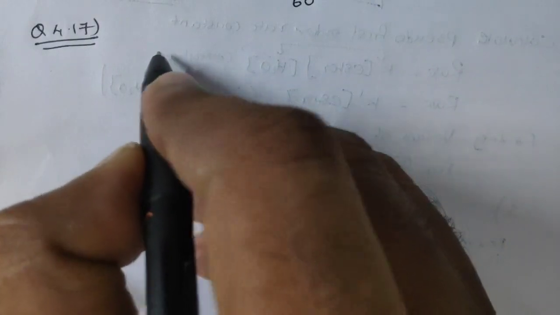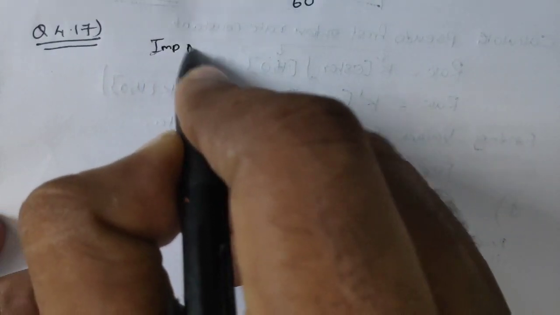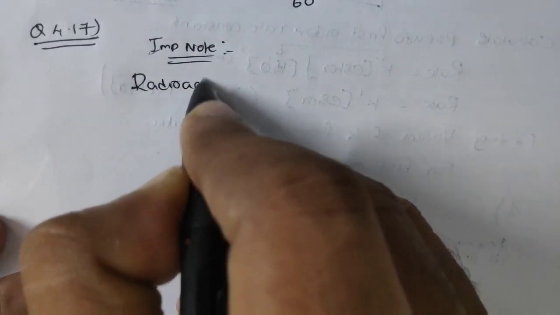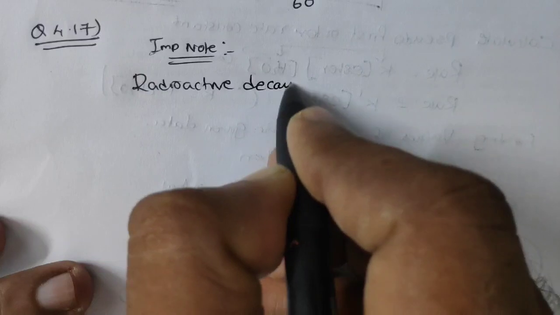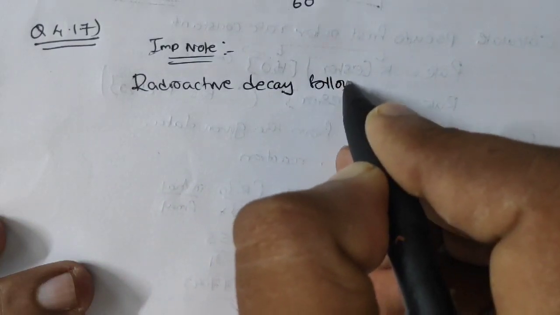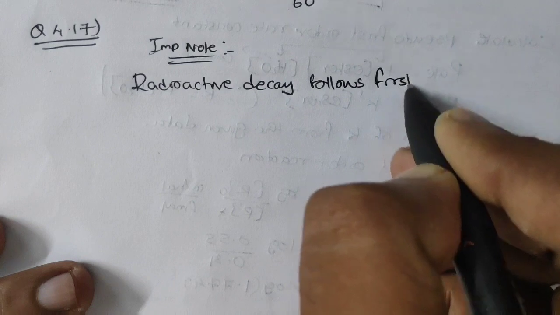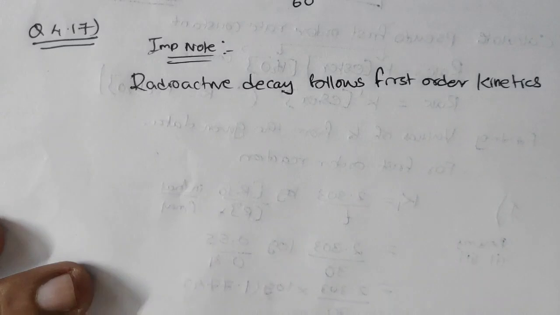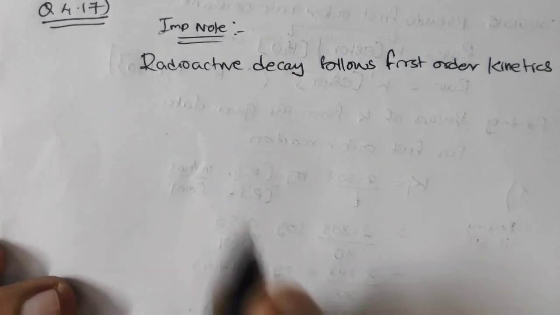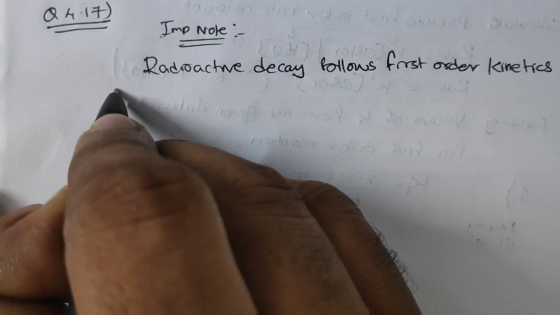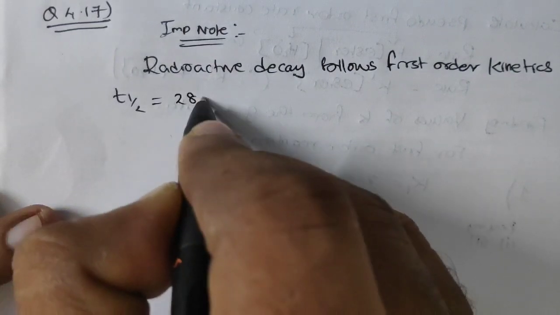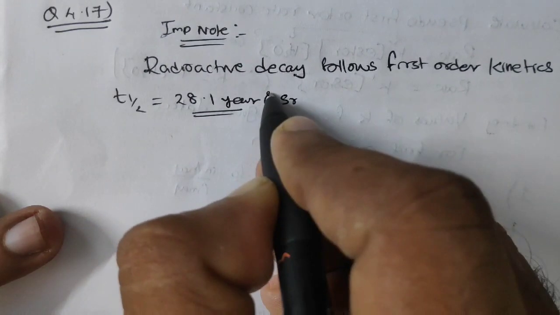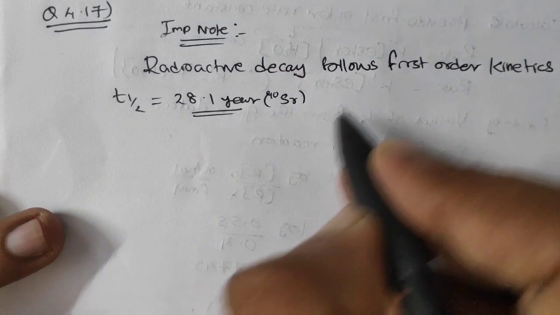Okay, now 4.17, we can write here an important note: radioactive decay follows first order kinetics, means this is a first order reaction. So in your question the half-life, T half, was given as 28.1 years. This is for strontium 90, right?